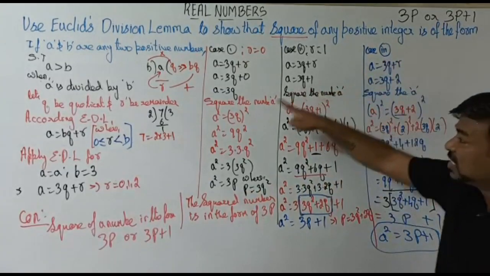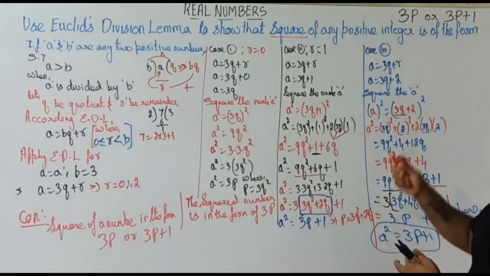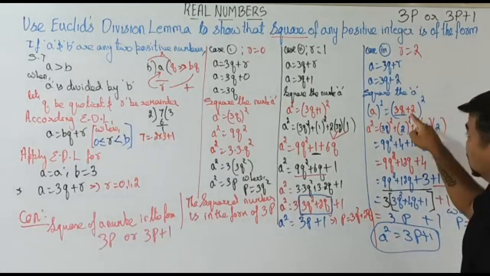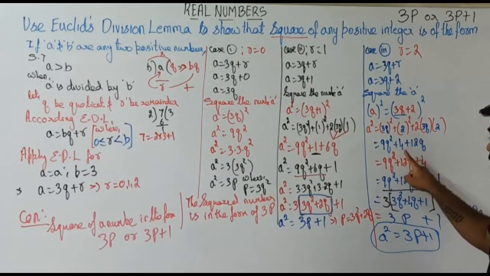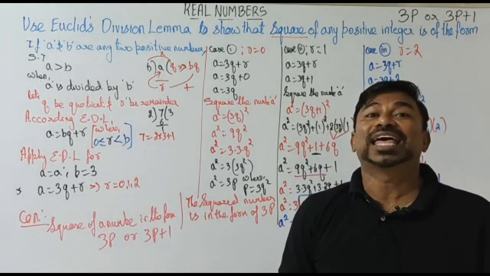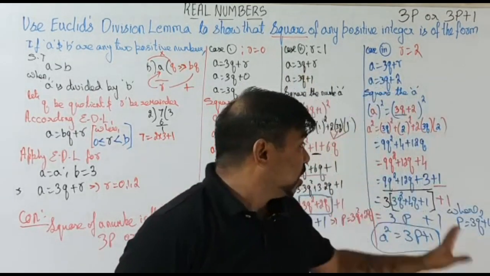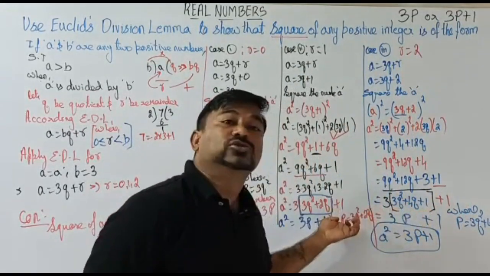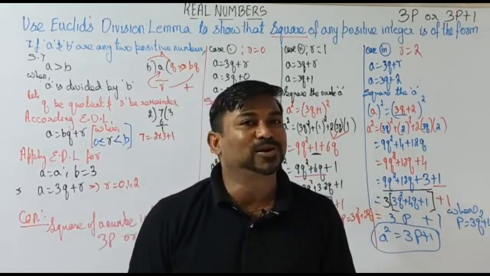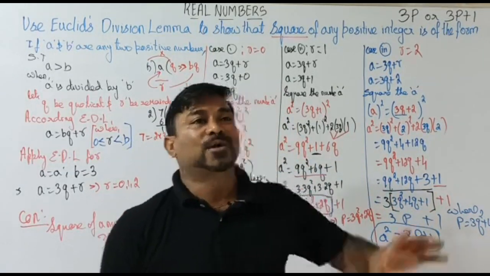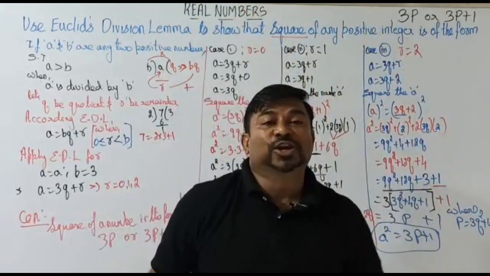Next, what is the next one? r is equal to 2. I plugged in 2, squared it. I got 4. I took the number to the corner. Then the 4 I have split as 3 plus 1. Now I took the 1 to a side, and from the first 3 I took 3 as common. That's the simple logic. Then we can prove that the square of a number can be written in the form of either 3p or 3p plus 1.